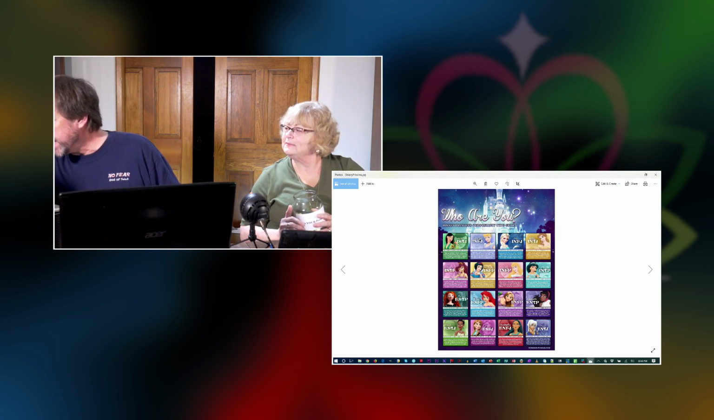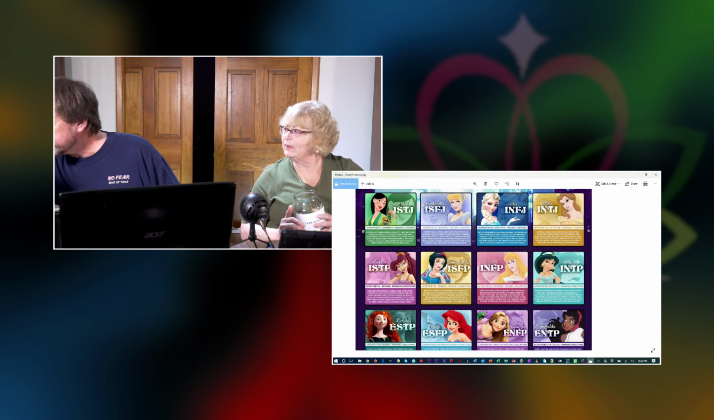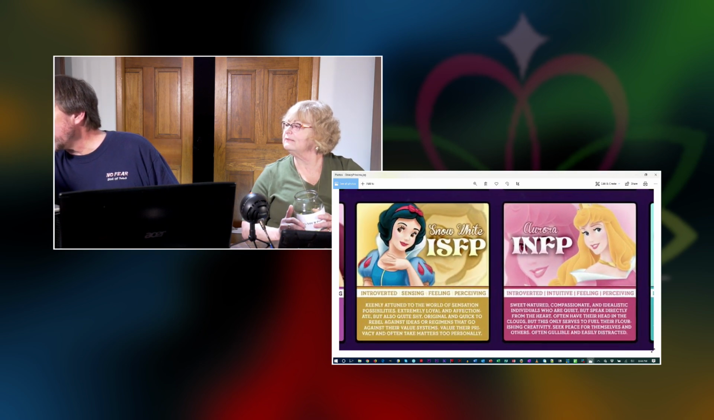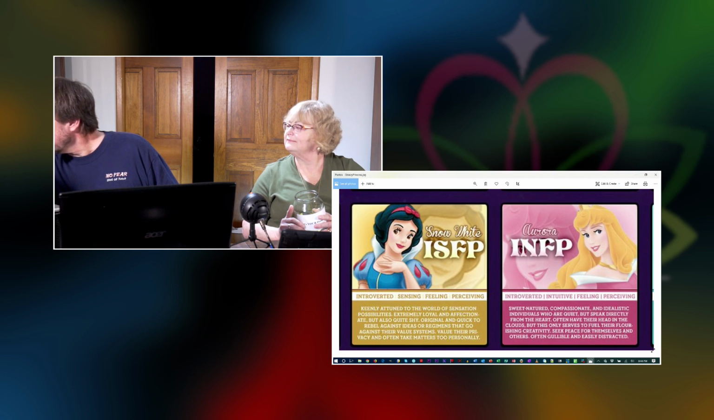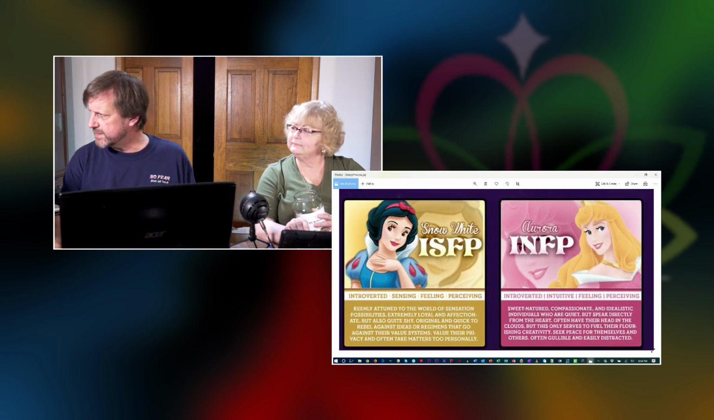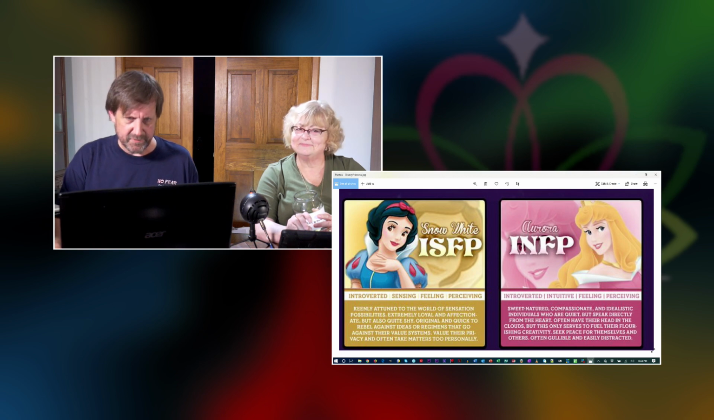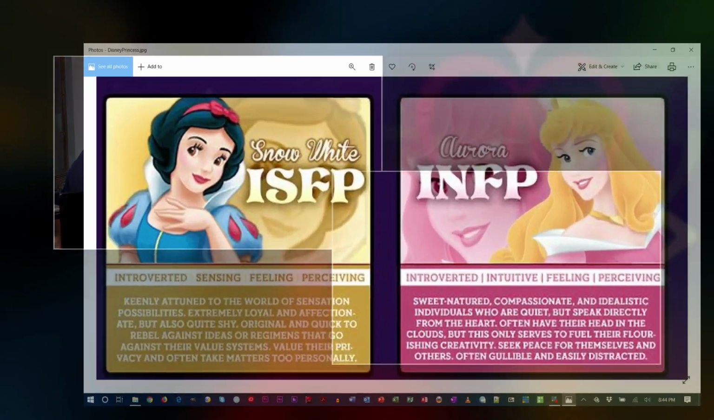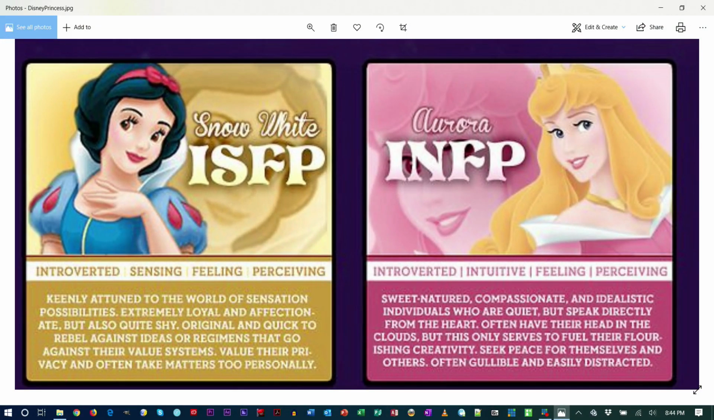An INFP. INFP, Disney princess. Here. Okay. Is Aurora. So here we go. Aurora is... I forget which movie she's in. But here she is, Aurora. She's sweet-natured, compassionate, and idealistic. They're individuals who are quiet but speak directly from the heart, often have their head in the clouds, but this only serves to fuel their flourishing creativity. They seek peace for themselves and others. Often gullible and easily distracted.